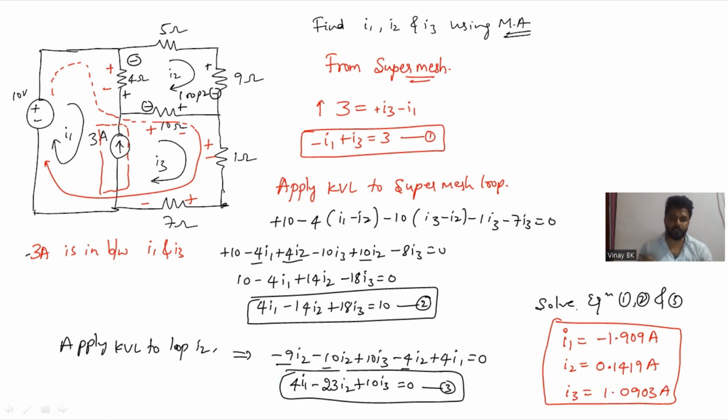From the super mesh, you get one equation. By neglecting the super mesh current, apply KVL to the super mesh loop. Then apply KVL to loop 2, that is the I2 loop. Then you'll get 3 equations. Solve these 3 equations and you can get the values of the unknowns. If you want, you can take a screenshot, so it may help.